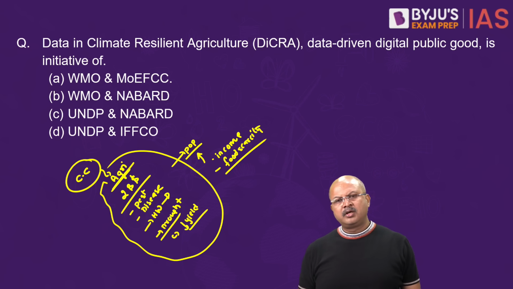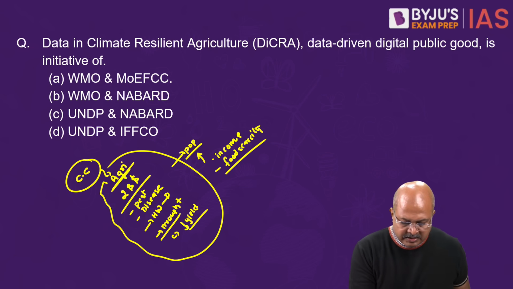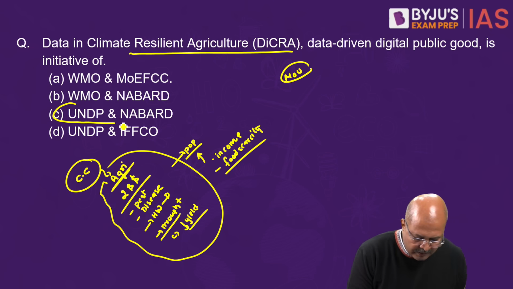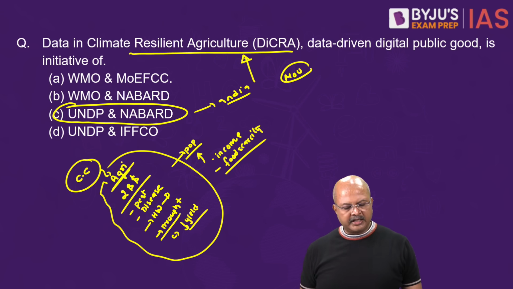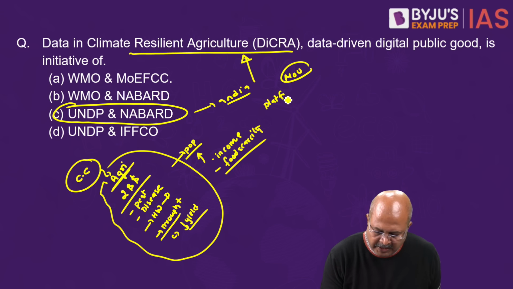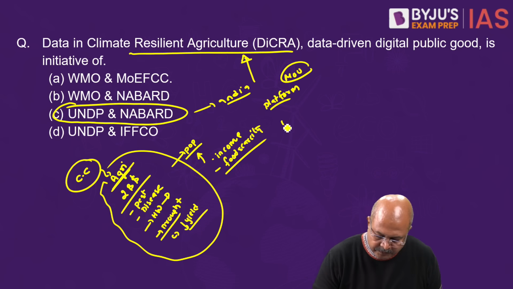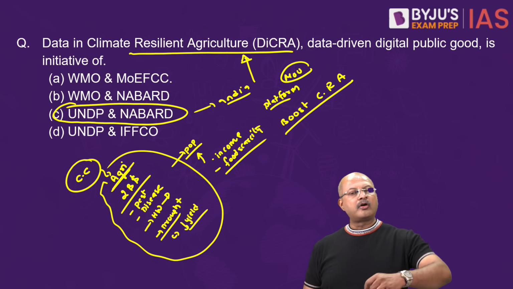So hence, in this regard, we need to focus on agricultural crops which can resist climate change or which can recover quickly from the impact of droughts, etc. And such types of crops, we refer to as resilience. So hence, a memorandum of understanding, MOU, has been signed between UNDP and NABARD in India to develop the DICRA platform. And this platform is very important to boost climate resilient agriculture in India.